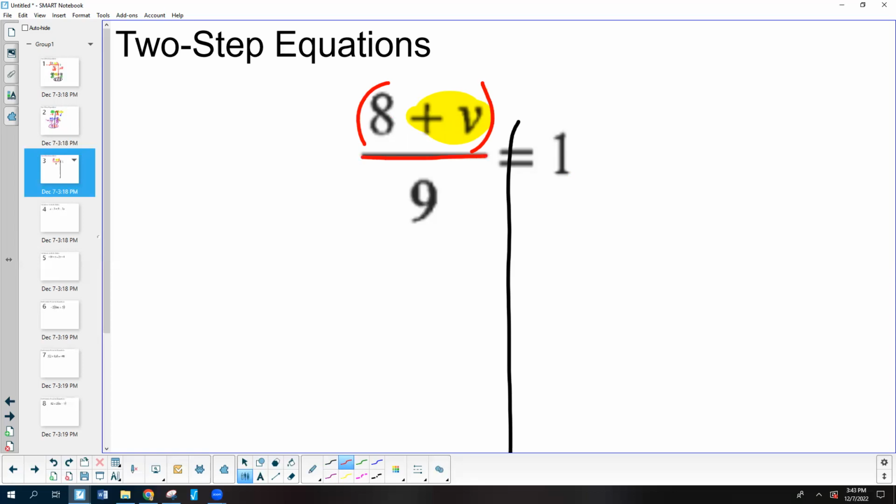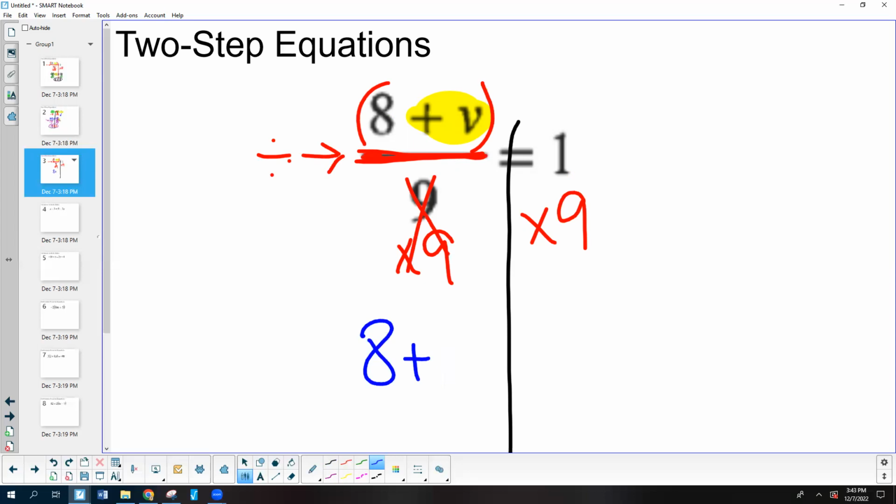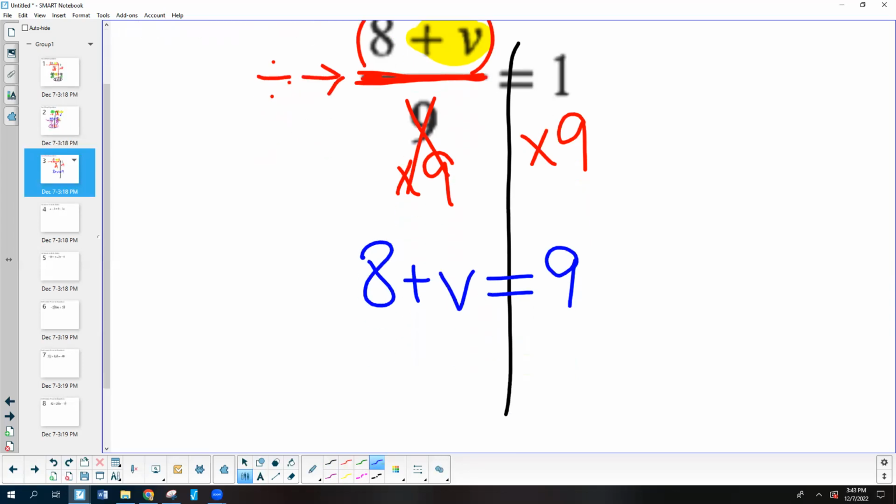Okay, so our first step is going to be to undo this division by 9. Okay, the opposite of division is going to be to multiply. So we're going to multiply both sides by 9. Okay, that's going to cancel that out. All right, then we're going to have 8 plus v equals, what's 1 times 9? 9.